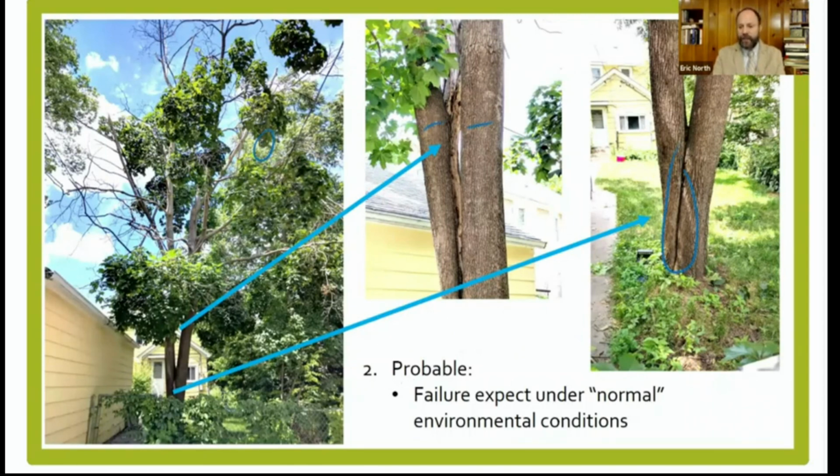It hasn't actually started to fail yet, certainly starting to, and is in advanced stages of decline, but I'd expect this to fail under normal conditions. So no problem there. I think this is just a tree you'd probably have to, and in this case, removal is likely your best solution.